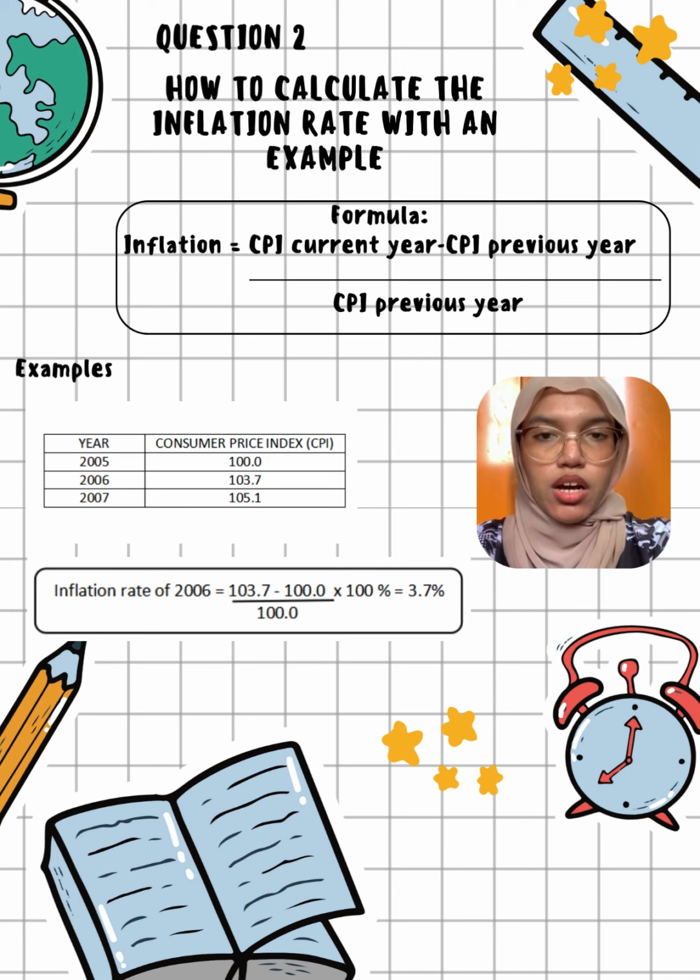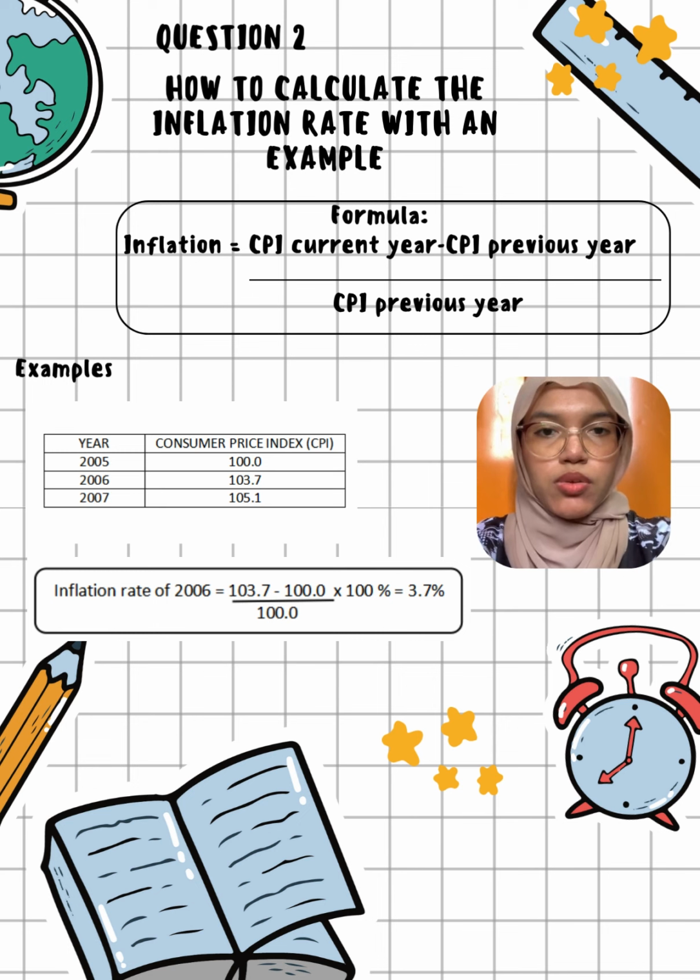Today, I will present question 2, which is how to calculate the inflation rate with an example. The formula to calculate inflation is CPI current year minus CPI previous year, divided by CPI previous year. For your information, CPI stands for Consumer Price Index.